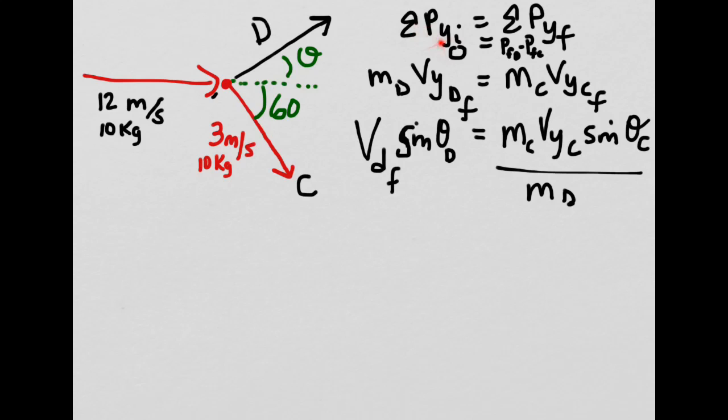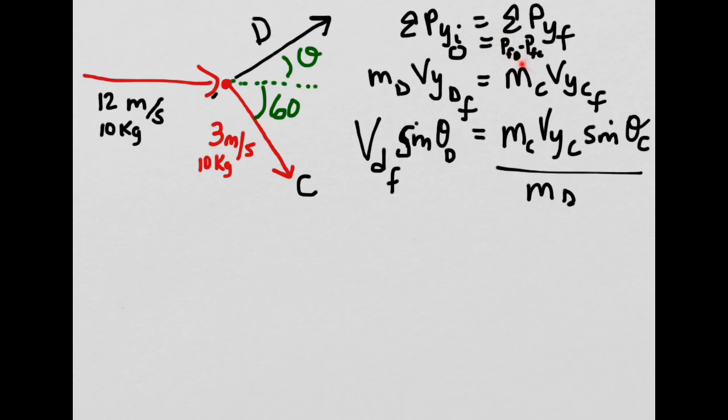Initially, we have no y momentum. Its object is all horizontal, the other object is stationary. No y momentum initially. That means in the end we have to have 0. And that makes sense because the momentum of D minus the momentum of C is going to sum to 0.